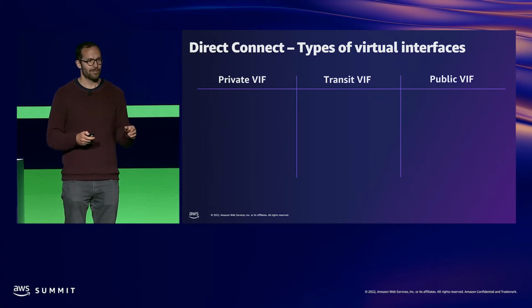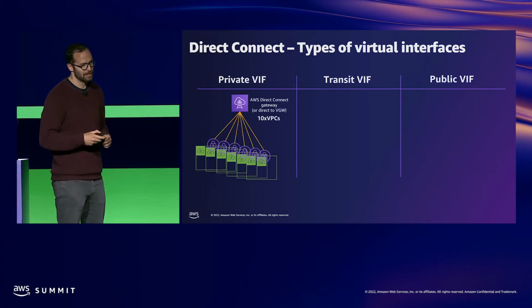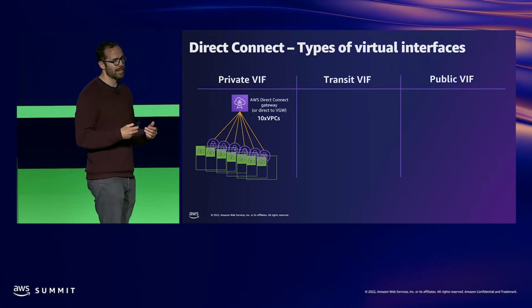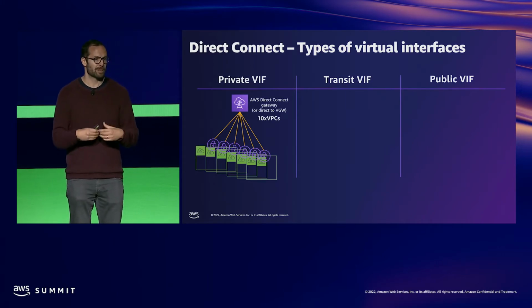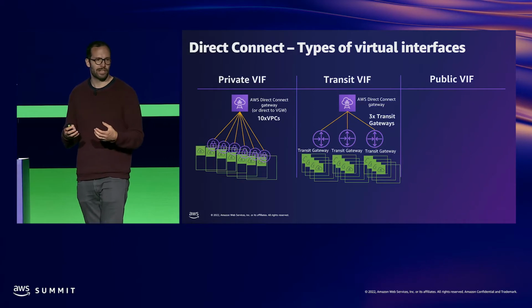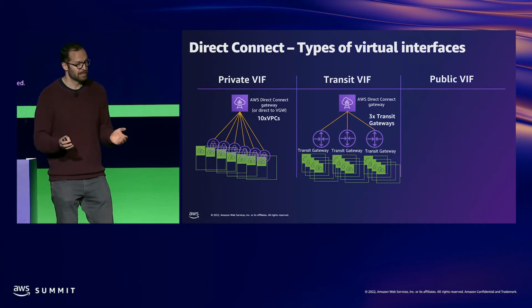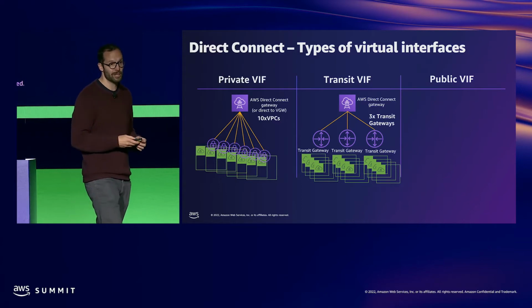We have a naming convention in AWS. So depending on what you're connecting to, you would use a different type of virtual interface. A private VIF connects to a Direct Connect gateway and then can connect to up to 10 VPCs. So think about a private VIF as effectively connectivity to a VPC. A transit VIF connects to a Direct Connect gateway and then up to 3 transit gateways. So think about a transit VIF as a way to connect to transit gateways.